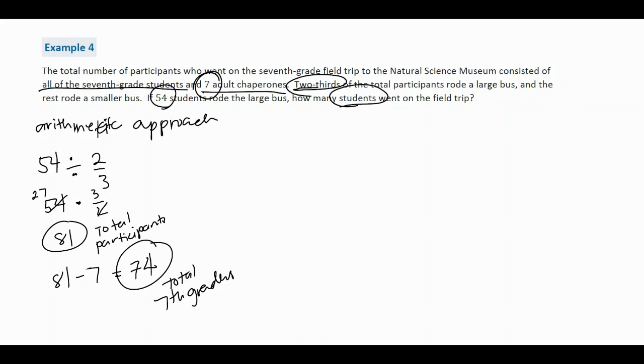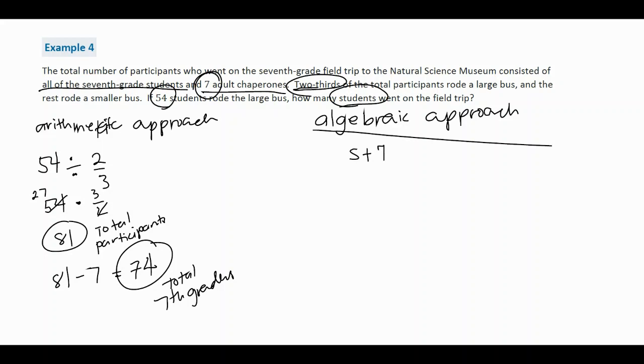So some of you might know how to get the total by dividing. Some of you might not. So let's do the algebraic X approach, which is what you will be doing on a much larger scale. Let us represent the students as S. Remember that the number of students plus the chaperones, 2/3 of that total, is equal to 54. And that is how we get the equation. We just need to make sure that we understand that.